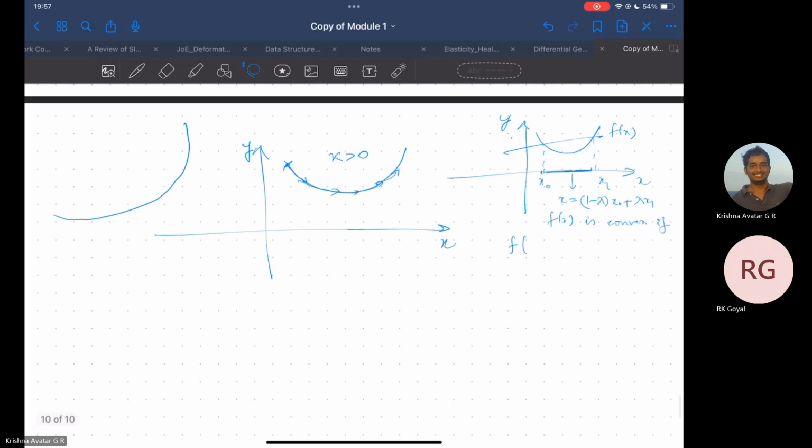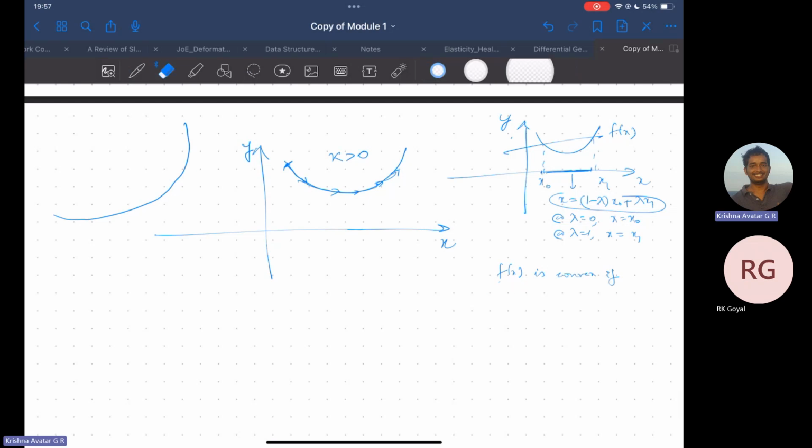Let's just verify this. At lambda equal to 0, x is equal to x naught. At lambda equal to 1, x is equal to x1. So using this mapping, we can always find any point between these two. Now, a function is convex if, and this is a very standard definition, f of ((1 minus lambda) x naught plus lambda x1) is less than or equal to (1 minus lambda) f of x naught plus lambda f of x1, for all lambda in 0 to 1.